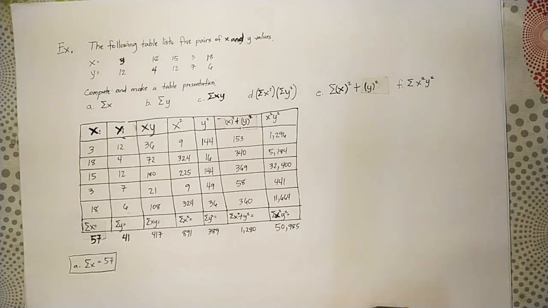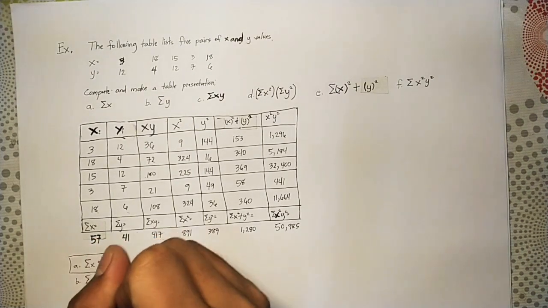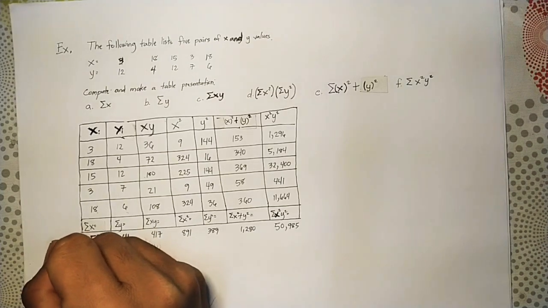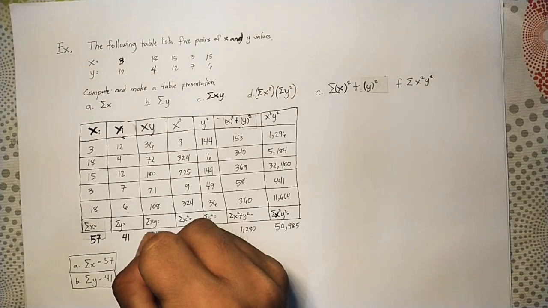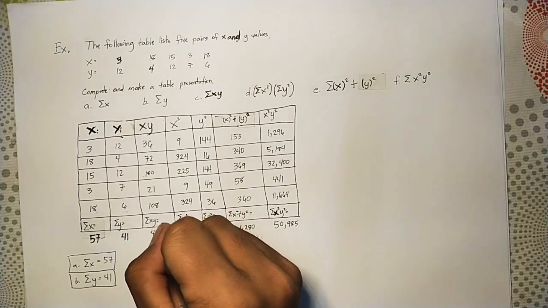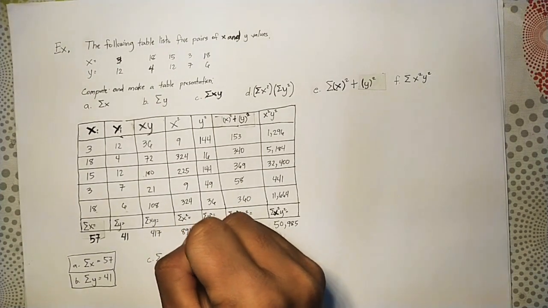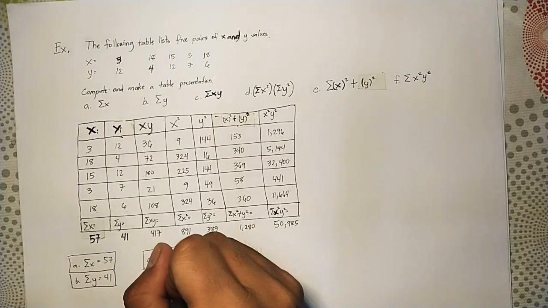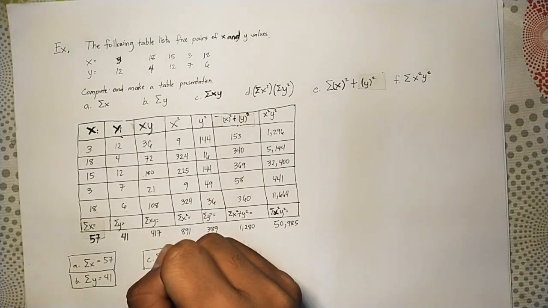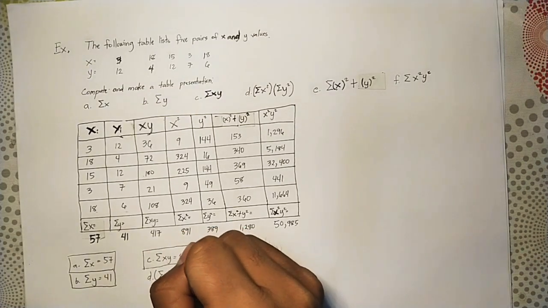So we also have the summation of y. So if we have summation of y, it is equals to 41. So in letter C, we have summation of x times y. The answer is 417. Okay. So in our letter D, we have summation of x squared times summation of y squared.